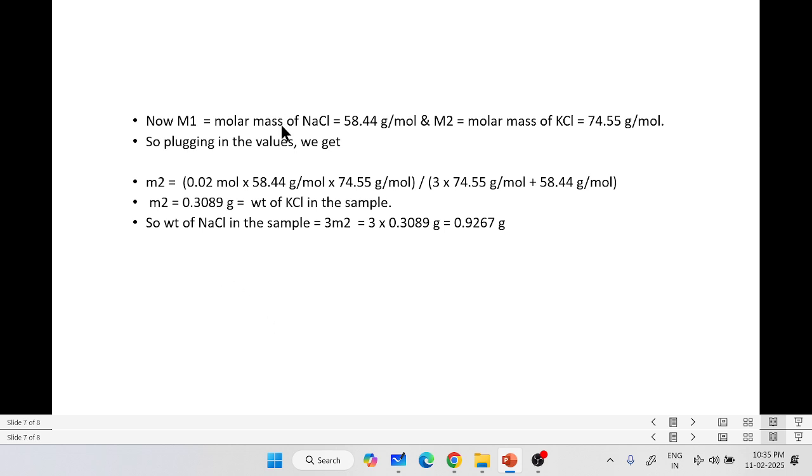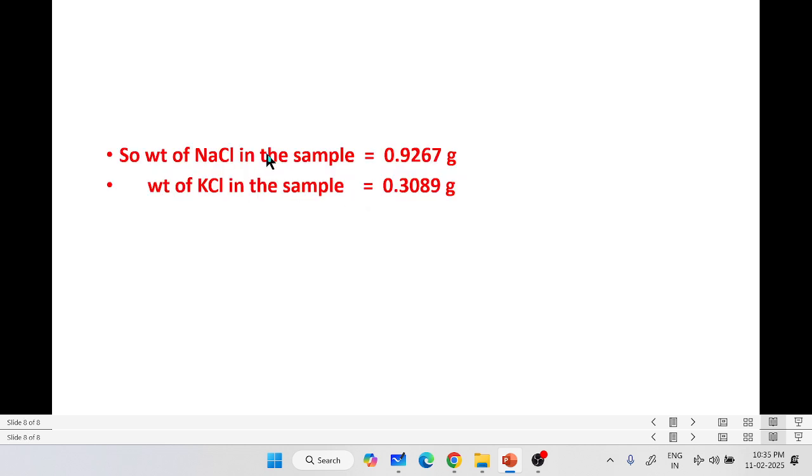The molar mass of NaCl we know is 58.44 grams per mole. The molar mass of KCl we know is 74.55 grams per mole. We plug in the values and we get M2, the mass of KCl, as 0.3089 grams. Since NaCl is 3 times that value, we multiply 0.3089 by 3 and we get 0.9267 grams. So the weight of NaCl in the sample is 0.9267 grams. The weight of KCl in the sample is 0.3089 grams. Thank you.